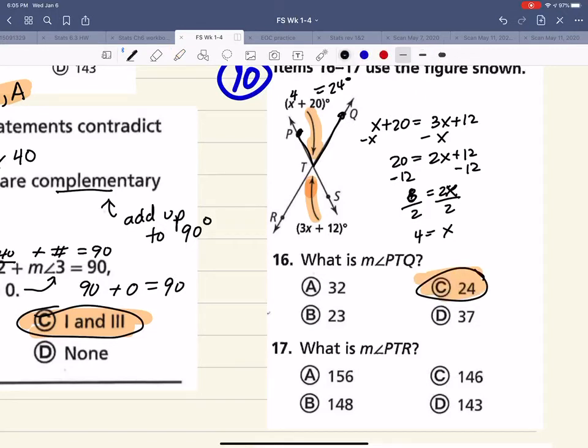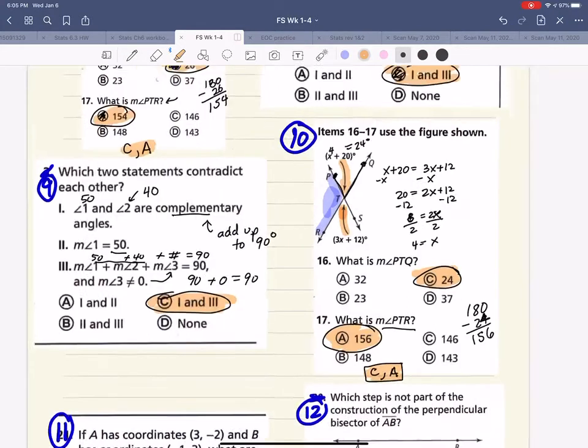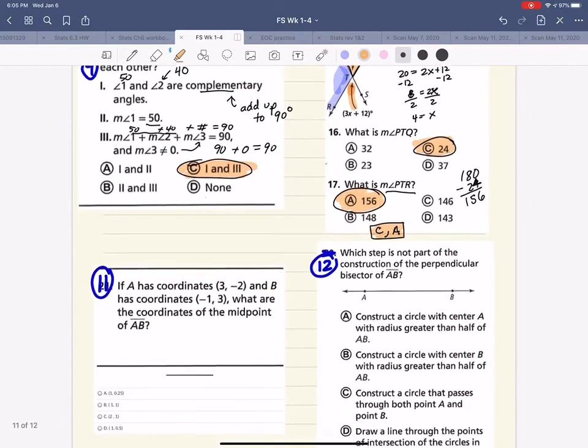Now, let's read the next one. It says, what would PTR be? So PTR would be this other angle, which is much bigger than 24. And since it makes a linear pair, it should be 180 take away 24. So that'd be 156. So my answer is A. So my answer here for this one is C for the first one and A for the second one. Nice. Okay, we're getting better at those.